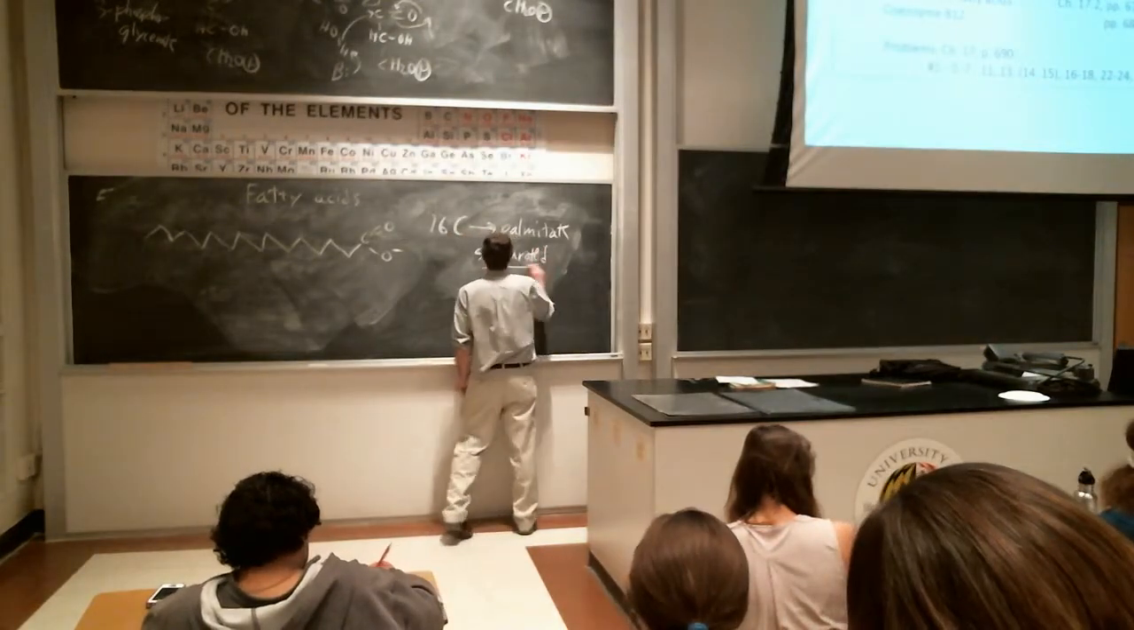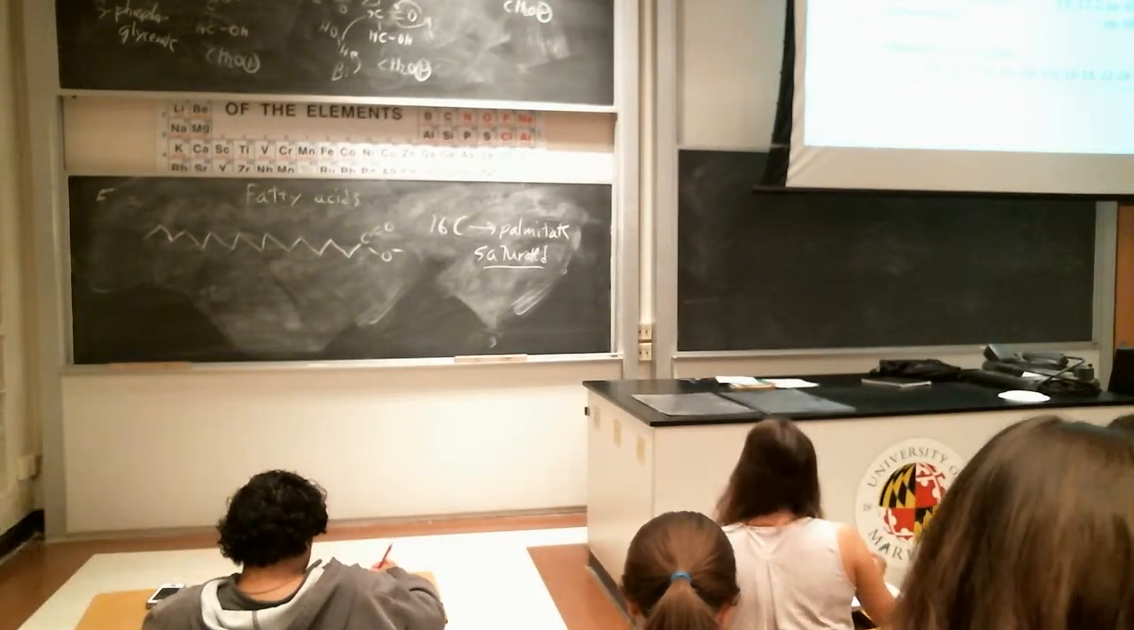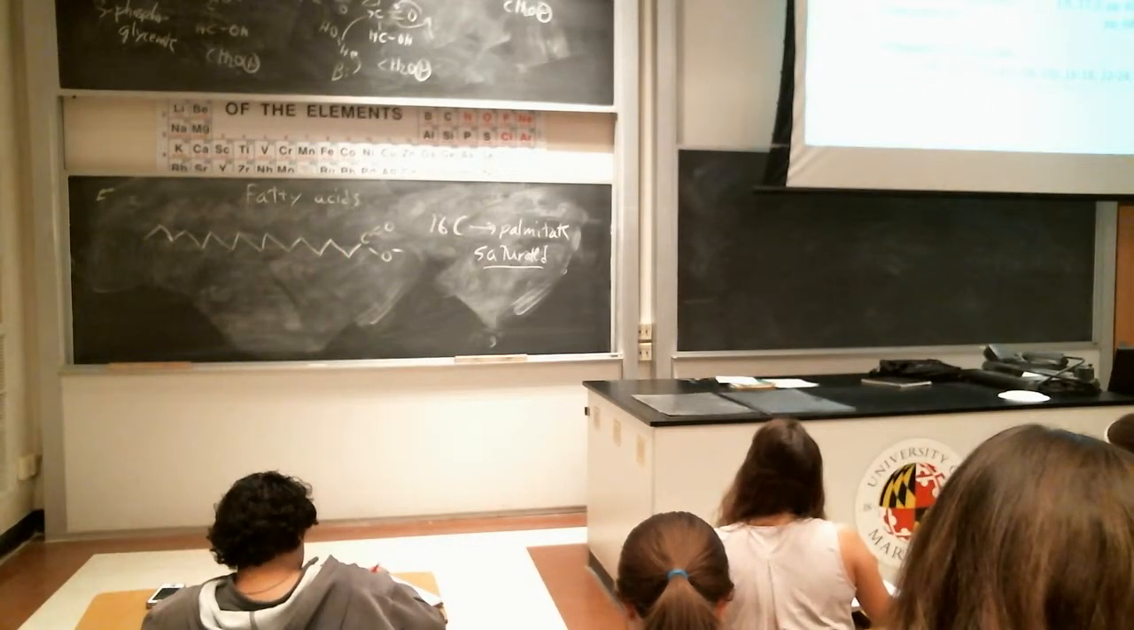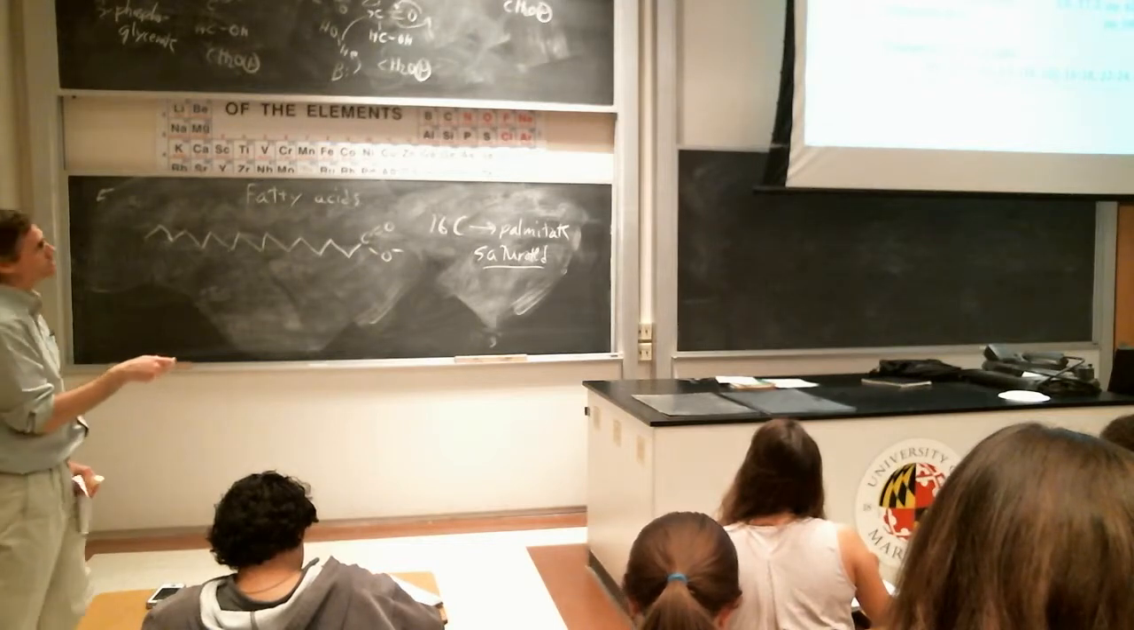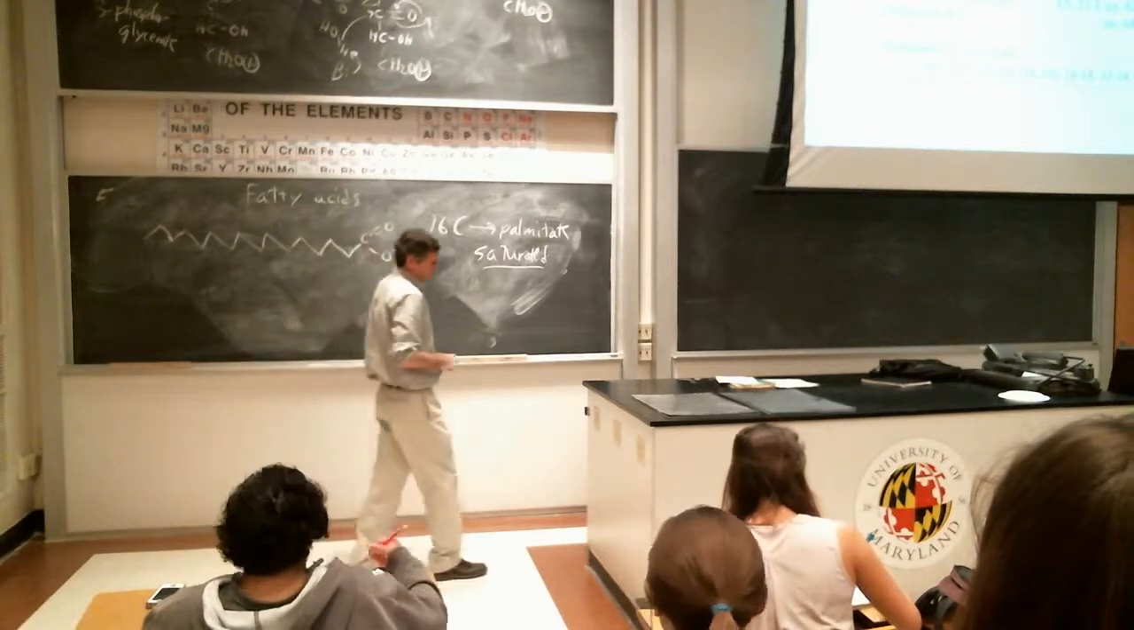And so the first thing I want to discuss is how these are oxidized, how they're catabolized. The oxidation of fatty acids, the pathway is known as the beta oxidation pathway. So that's what I'm going to at least introduce today.